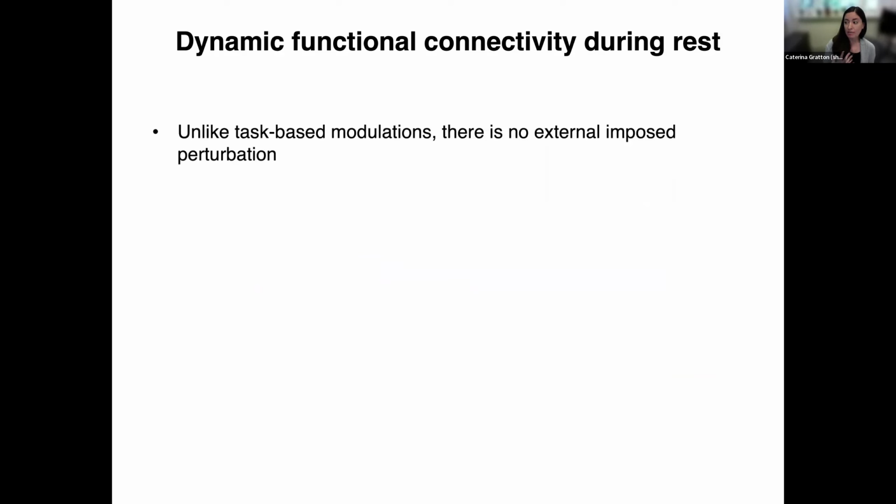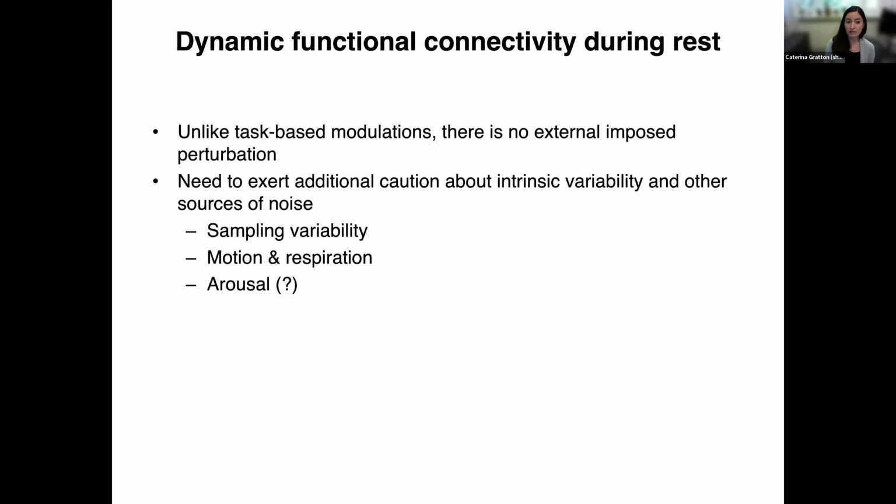However, care needs to be exerted in the measurement and interpretation of dynamic functional connectivity, because unlike those task-based modulations I showed you earlier, we don't have that external imposed perturbation that we can use as sort of our standard of trying to understand which variations are meaningful and which are less meaningful. And of course, there are many other forms of intrinsic variability and sources of noise that can also affect functional connectivity data. And so I'll talk a little bit about these different forms of noise and what you might watch out for in terms of interpreting your own data.